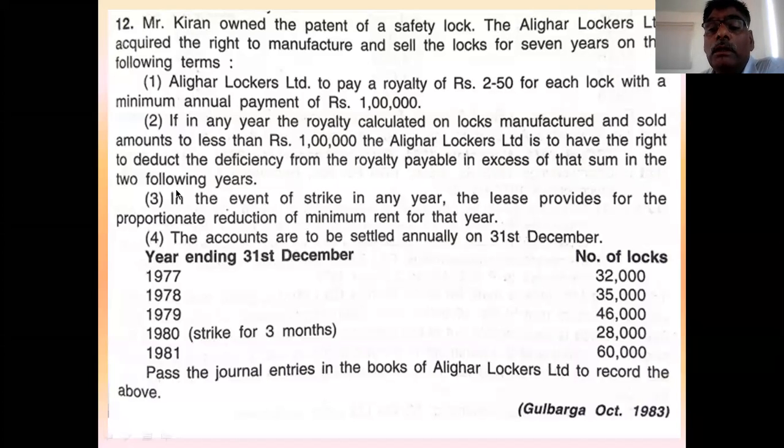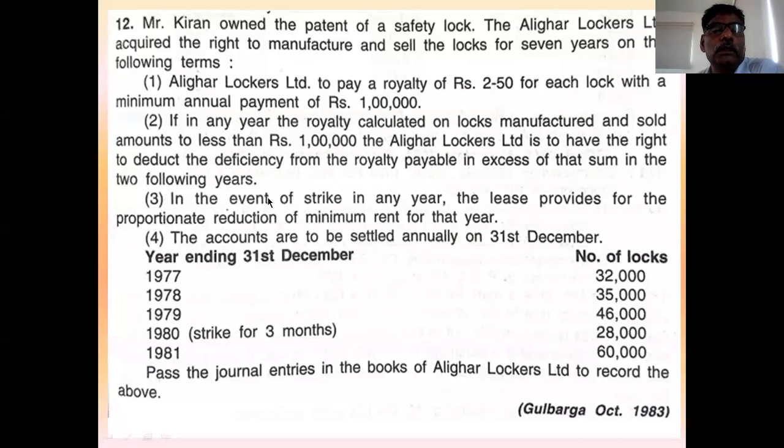Two following years means next 2 years. Third point, recovery of short working. For recovery of short working, two following years. Two following years means next 2 years. It is a floating time. Third point is recovery of short working.